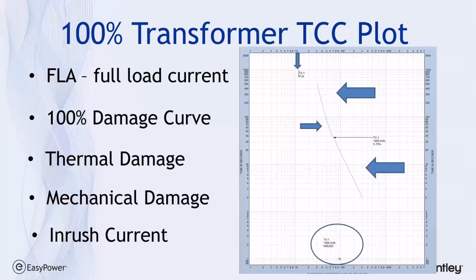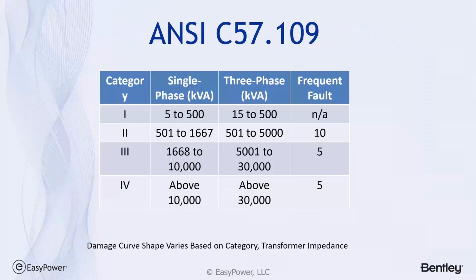We'll go over that a couple times later. Now, I mentioned ANSI C57 or IEEE C57 defines categories between single phase and three phase and what's allowed as far as frequent faults. So category 1, which are the smaller transformers, there's no such thing as a frequent fault reduction. Category 2, which is mid-range, we're allowed 10 frequent fault excursions. And above 5,000 kVA, we're only allowed 5 excursions.